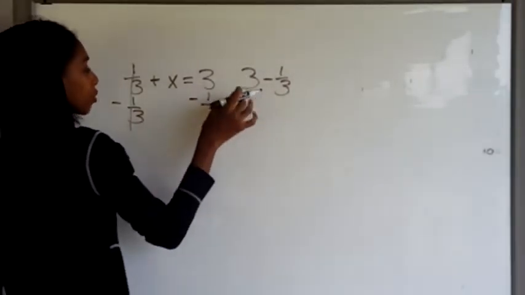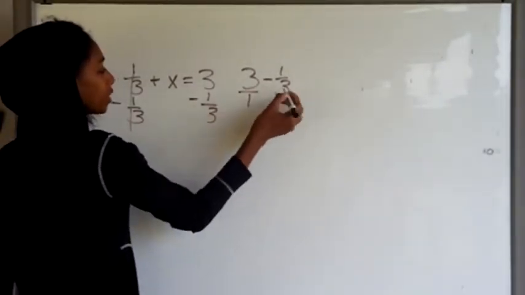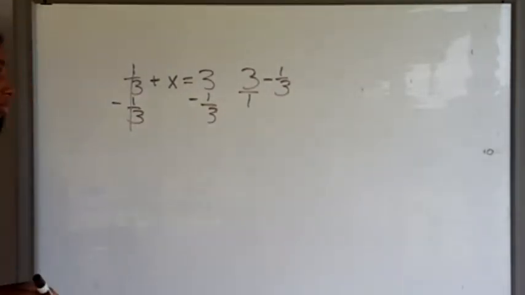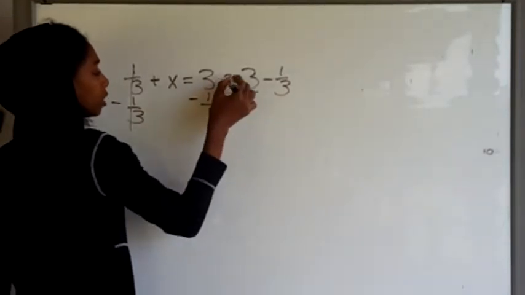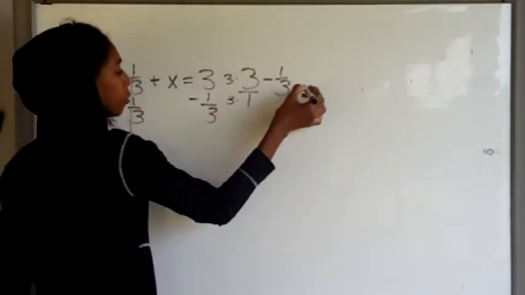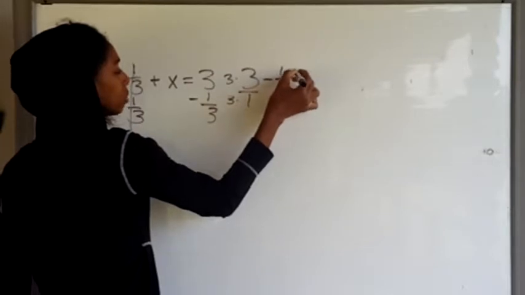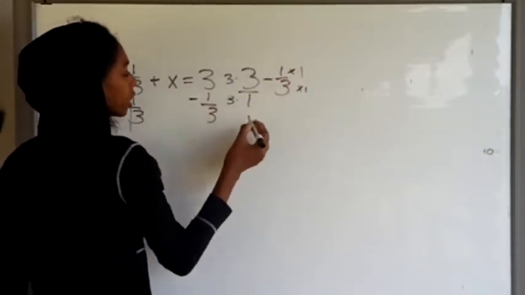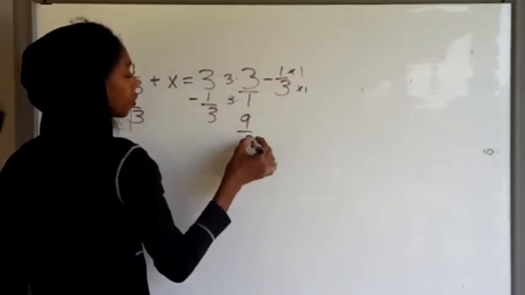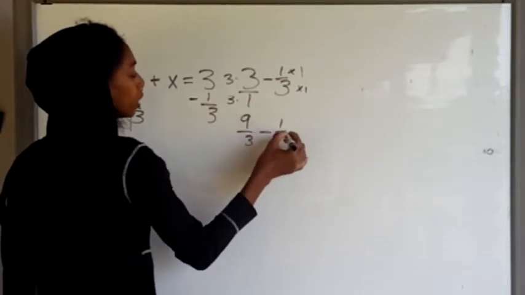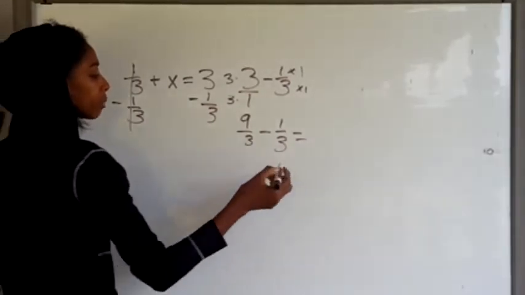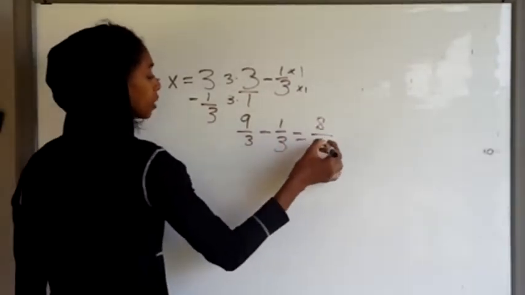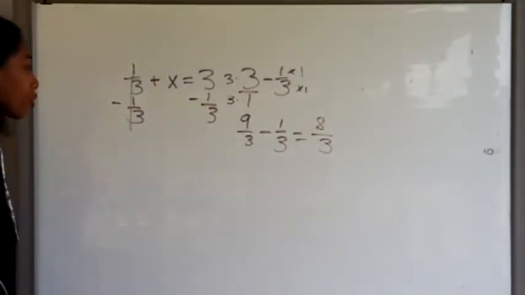So remember, this is like 3/1. So we have to get the least common denominator, which is gonna be 3. So we multiply this by 3, multiply that by 3, multiply that by 1, multiply that by 1, and so that gives us 9/3 minus 1/3. Then we subtract the numerators, so 9 minus 1 is 8, so that's going to be 8/3.